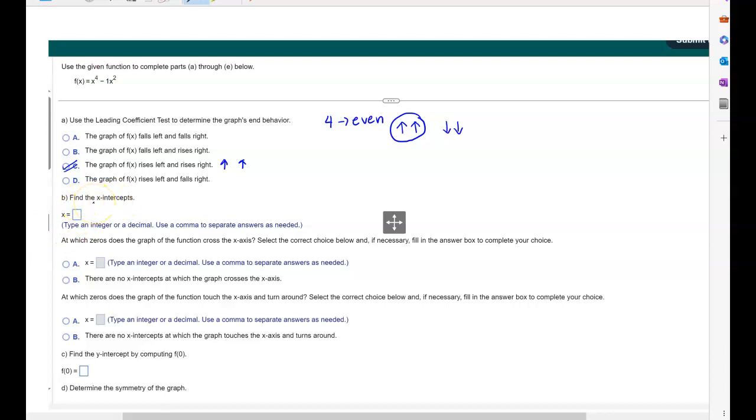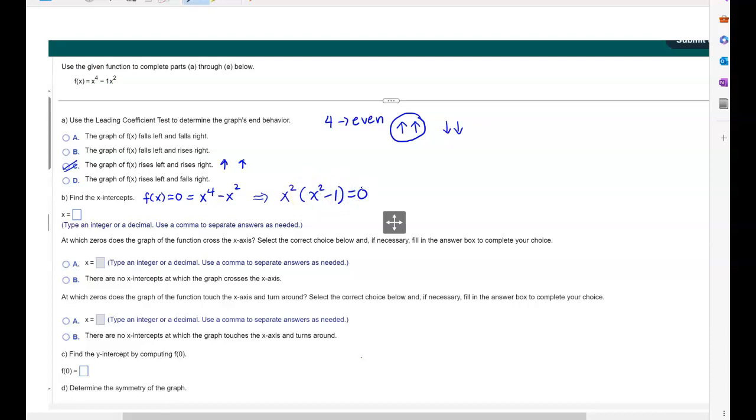Next, let's find the x-intercept. How do you find the x-intercept? This is the intersection at the x-axis. So this is the case when f of x is equal to 0. So in other words, you just equate the given expression here to 0. So you have x to the 4th minus x squared equal to 0 and solve for x. Now, to solve for x, you're going to factor. So you factor the expression here. Therefore, you have x squared times x squared minus 1 equal to 0.